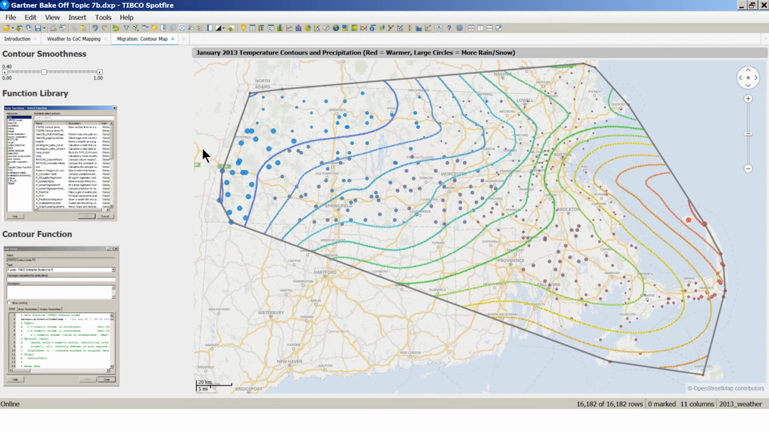This contour map shows temperature and precipitation in January 2013. Larger circles show more precipitation and red indicates warmer temperatures. We see that the areas to the south of Boston, which have an overpopulation of homeless, also have the most favorable weather conditions, less precipitation and warmer temperatures.